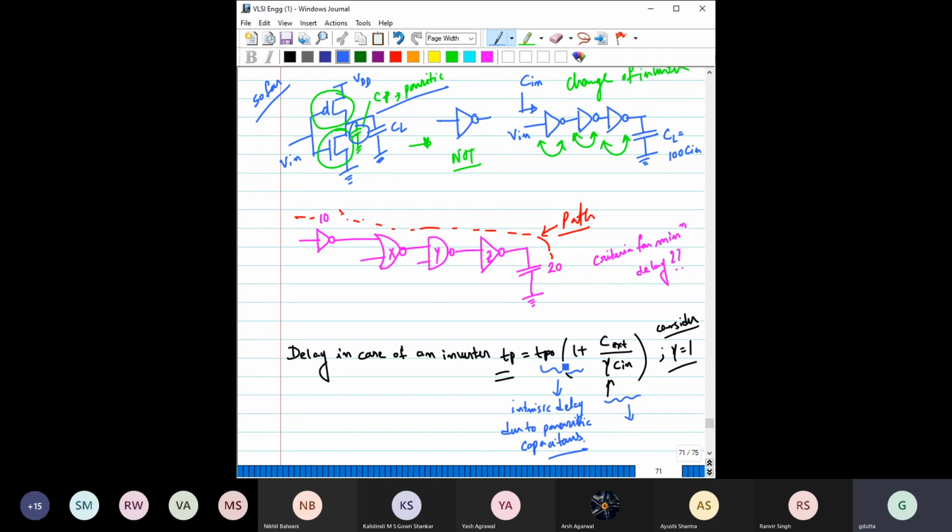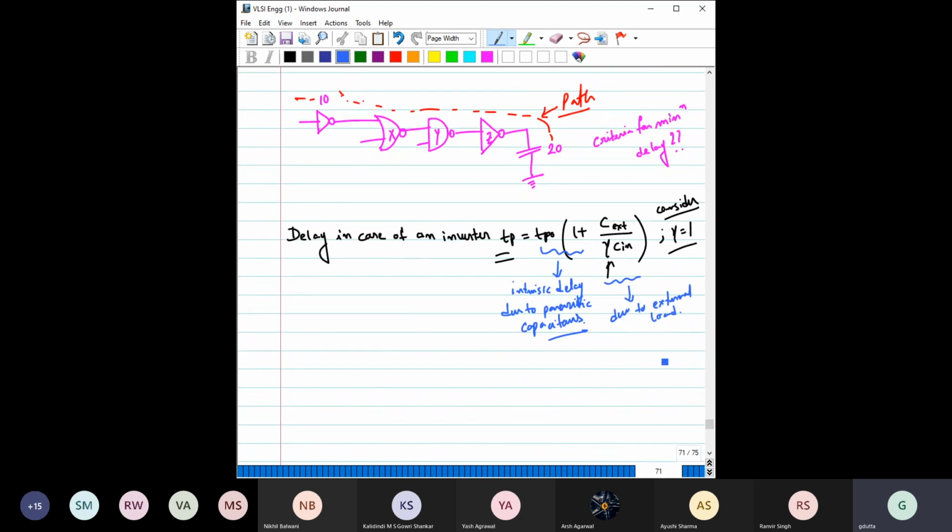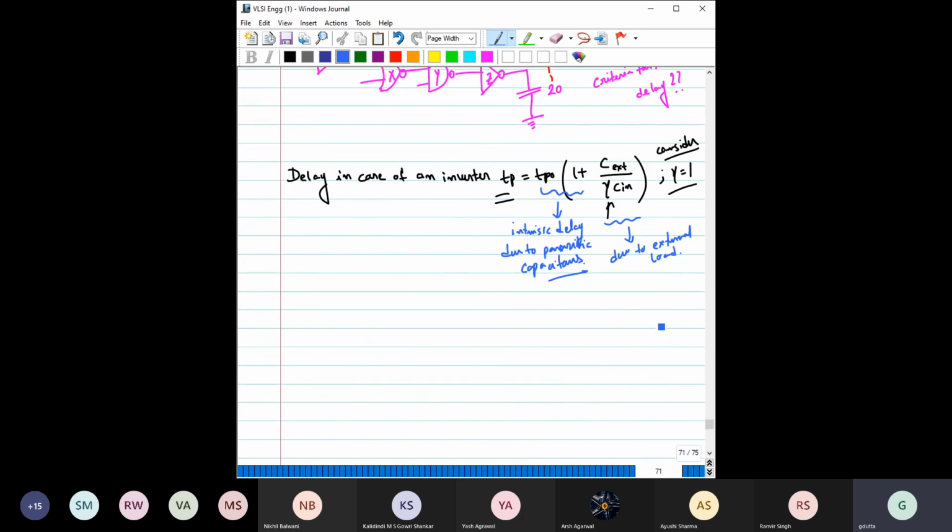This is basically due to what? This is because of the CL, so this is due to the external load. If you agree with me on this, we have written an equation which we have already discussed, so you know this.